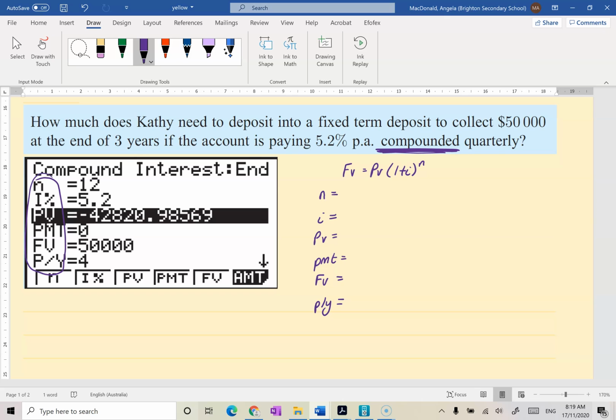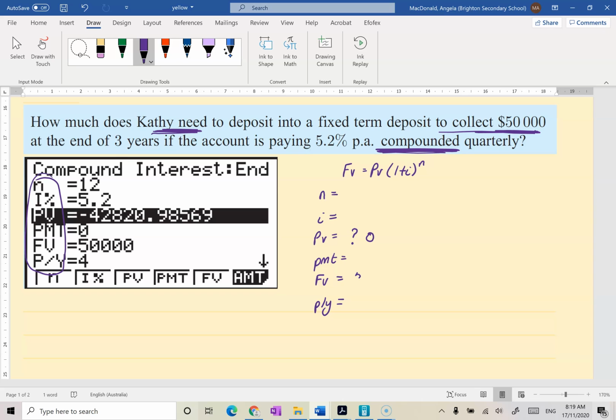How much does Kathy need? So how much does she need? And that's saying how much does she need now? Okay, so how much will she need now? So that's what we're trying to find. So you'll make sure that that is 0. She wants to collect $50,000. So she wants to have that in the future.